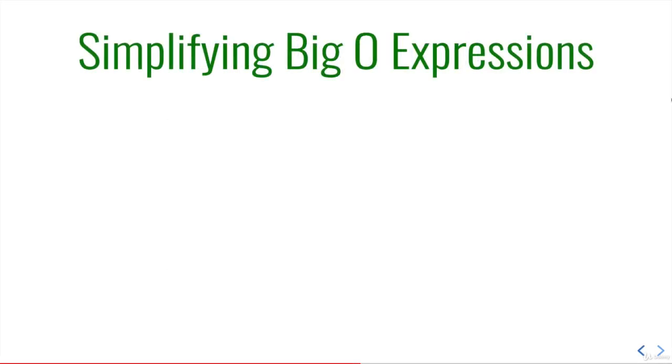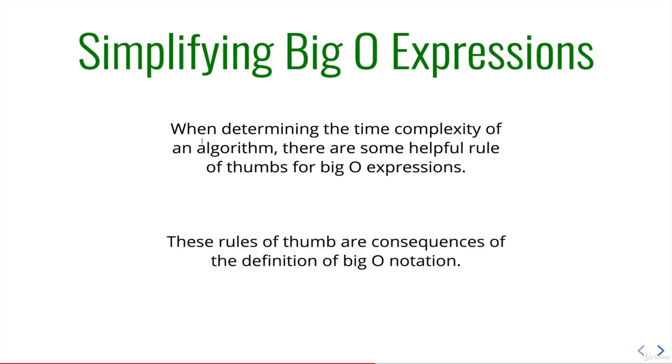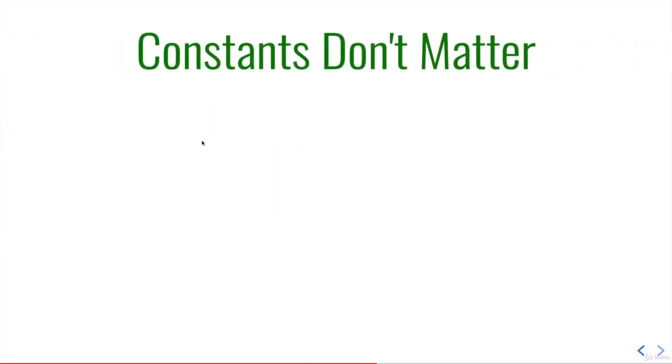So now we're going to talk about some actual rules we can use to help us when simplifying these expressions. There are some helpful rules of thumb that we can follow. Rules of thumb. Okay, whichever one it is. These rules are consequences of the definition of big O, once again, that we only care about the broadest, fuzziest, big picture view. So constants don't matter.